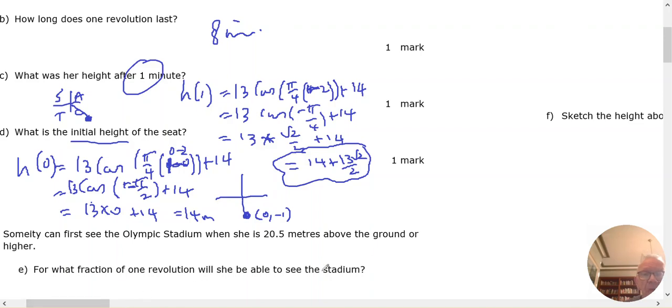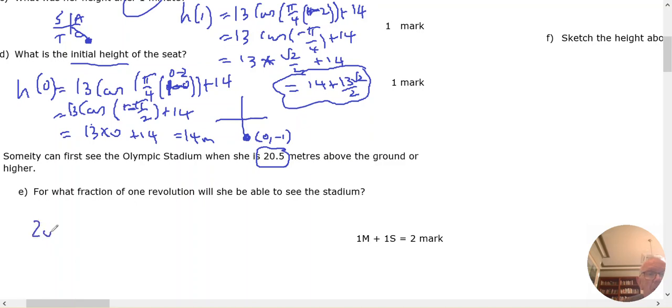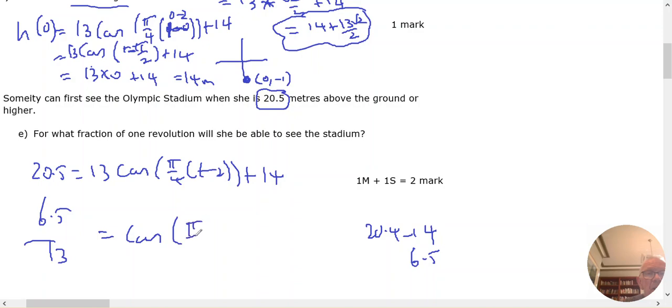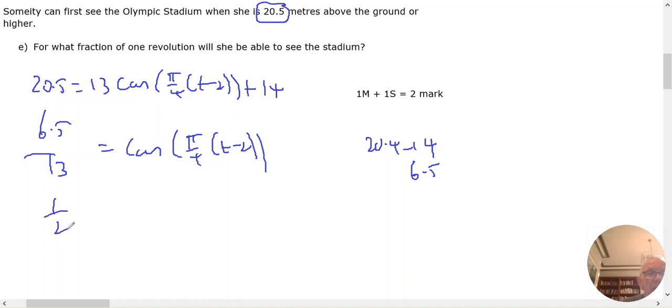What fraction of one revolution will we be able to see the stadium? 20.5. So 20.5 equals 13 cos of pi on 4 t minus 2 plus 14. So 20.5 minus 14 is 6.5. So 6.5 divided by 13 is equal to the cos of pi on 4 t minus 2. And that's a half equals cos of pi on 4 t minus 2.